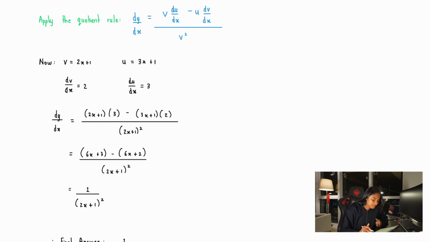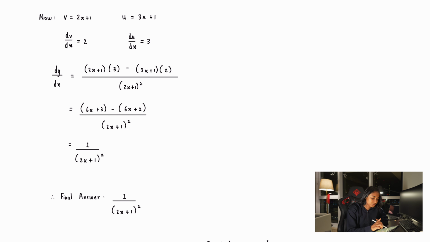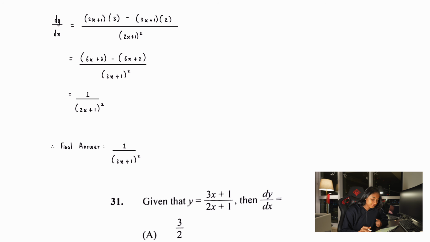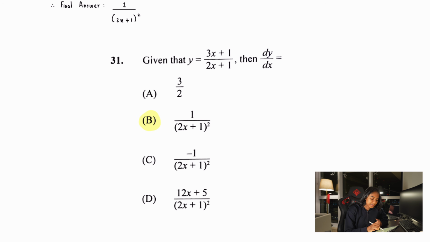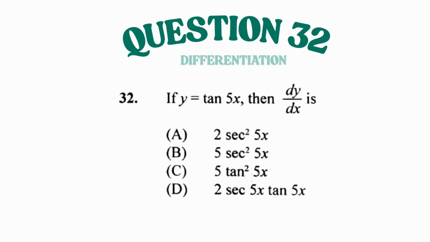If successfully done so, and all your working is correct, make sure that you focus on the signs, always the signs. Be very careful. The final answer should be 1 over 2x plus 1 squared. Okay? So that gives us b.